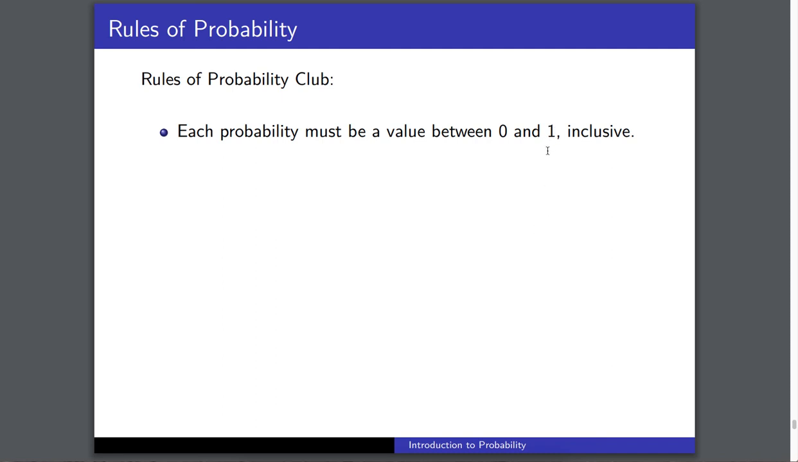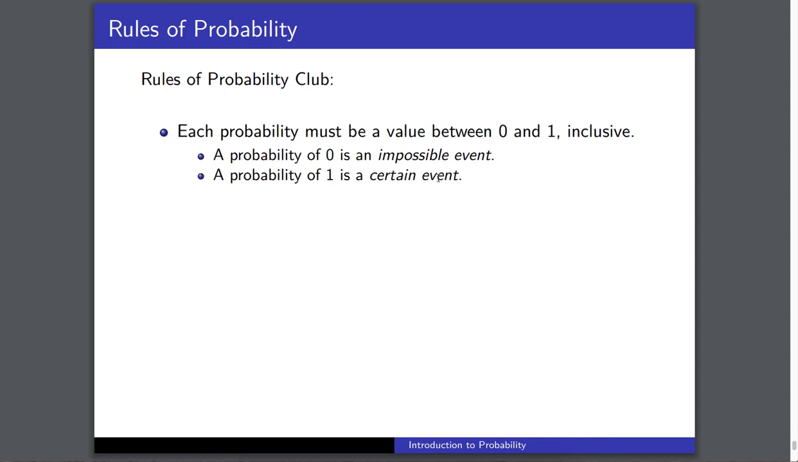10 out of 10 is 1. So we can never have a probability higher than 1 because that's having more available than what we have to choose from. A probability of 0 is called an impossible event. For instance, if we roll a standard 6-sided die with 1 through 6, what's the probability of obtaining a 7? There are no 7, so it's 0 out of 6, which is 0. It's called an impossible event. A probability of 1, on the other hand, is called a certain event. So if it's guaranteed to happen, it's a 100% chance of happening. In other words, the numerator and denominator would equal each other.